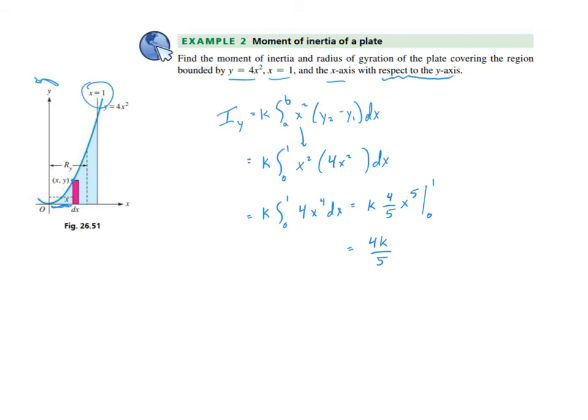over 5. We still have a little bit more to go in this problem to find the radius of gyration. There's still a couple more steps here. So to find the radius of gyration, to find r, first we need the mass of the plate, and the mass of the plate, m, is equal to the integral from 0 to 1 of k, that's the mass per unit area. It's just a constant that we keep in the integral.